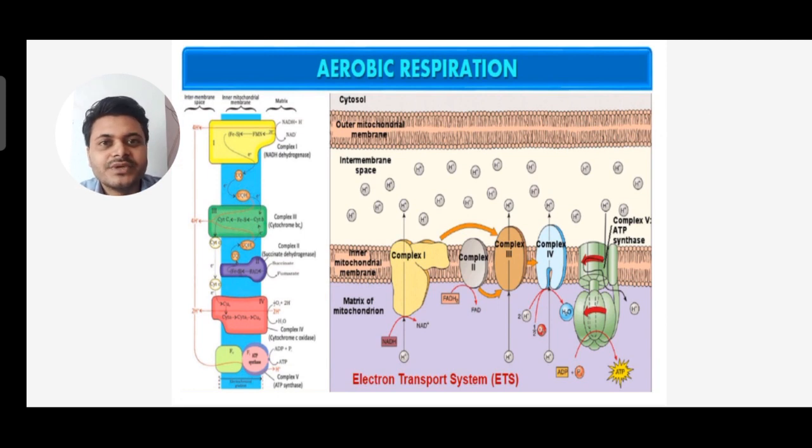Now in this slide you can see the entire electron transport system. You can see complex 1, complex 2, complex 3, complex 4, complex 5. The matrix of the mitochondrion, the intermembrane space, the outer membrane, the cytosol, the inner mitochondrial membrane, everything is given. You can see the differences. And at last you can see in complex 5 ATP is produced.